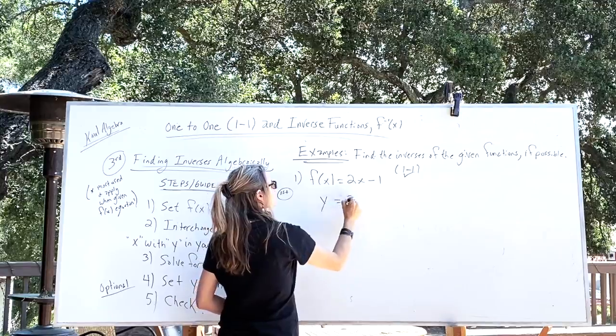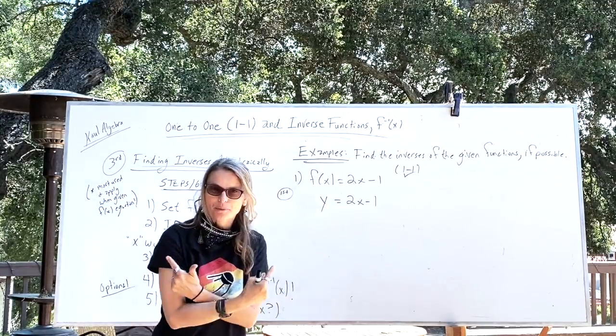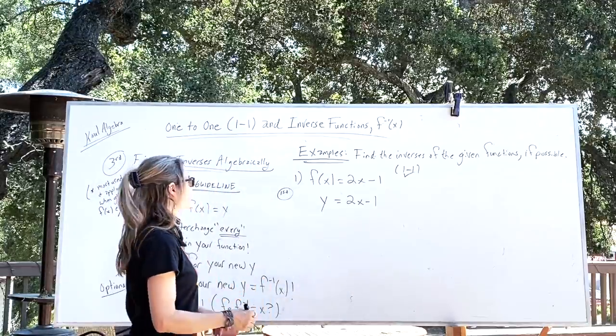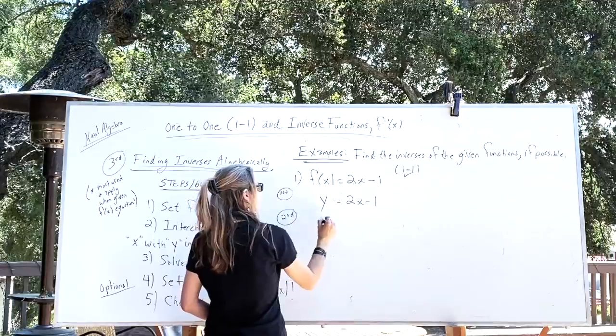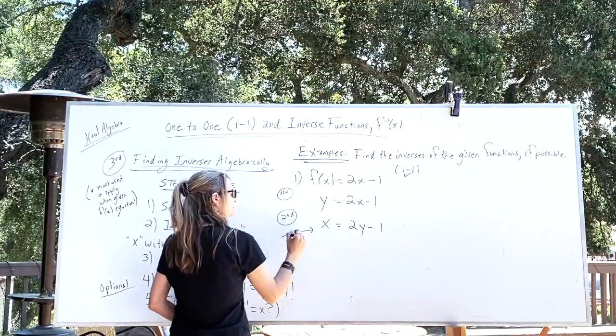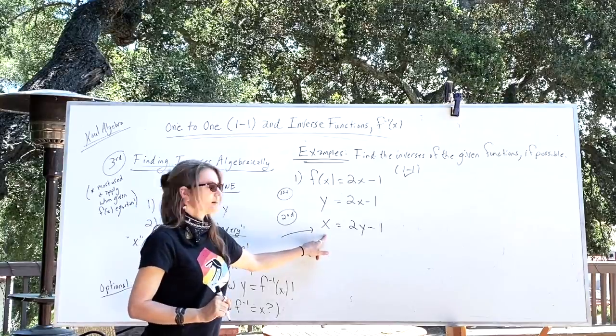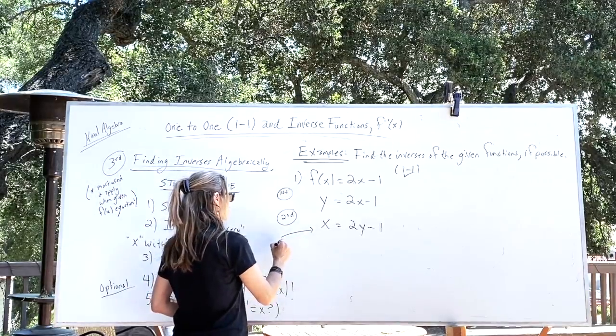So y equals 2x minus 1. And now swapping, interchanging the x and y. So let's go ahead and do our swap. At this point, here's your new inverse function. As soon as you do that, you've created an inverse function. So this is your inverse.